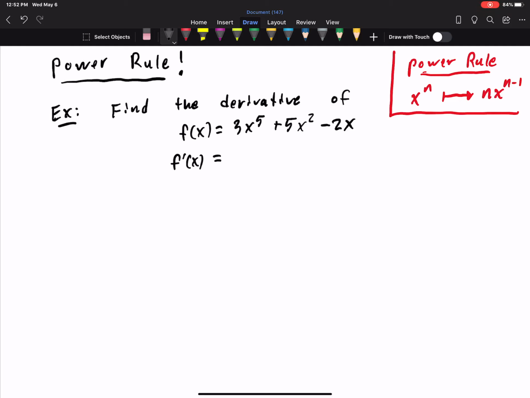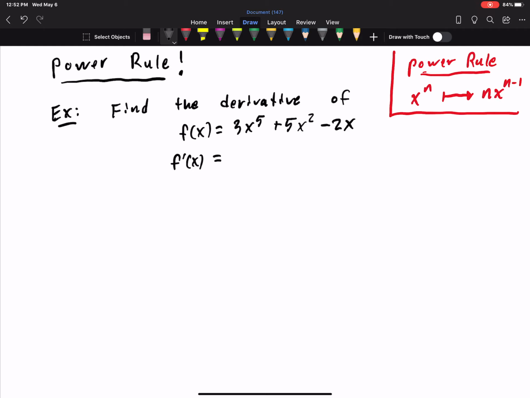All right, so in this example, we're trying to find the derivative of the function 3x to the fifth plus 5x squared minus 2x. And we're going to do this using the power rule along with the linearity properties of the derivative. That is, taking derivatives one term at a time.